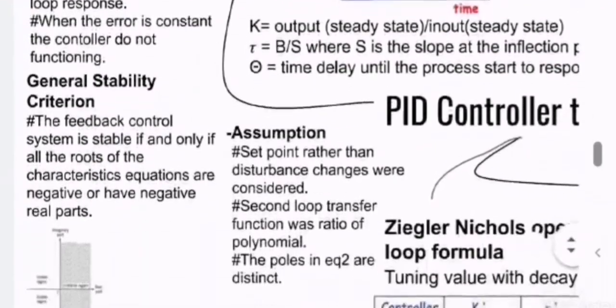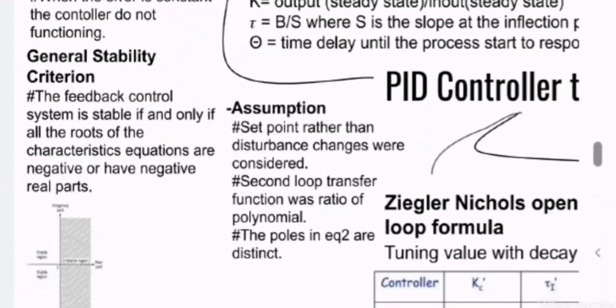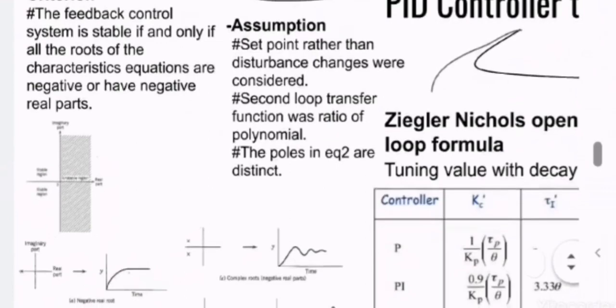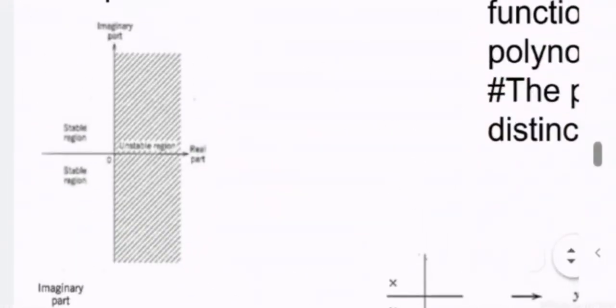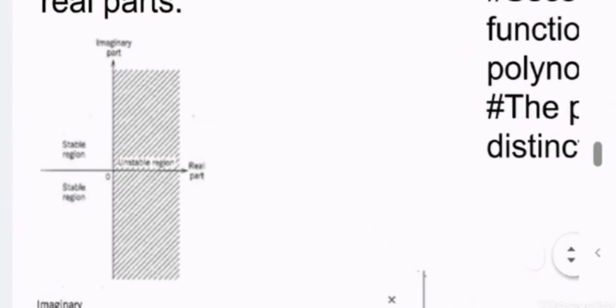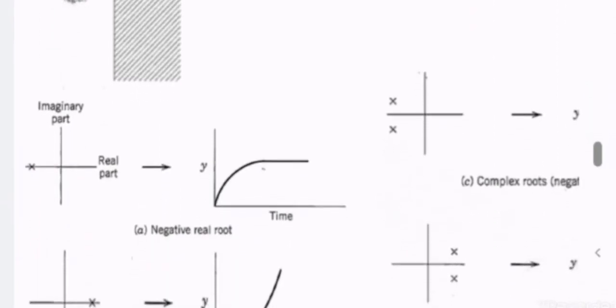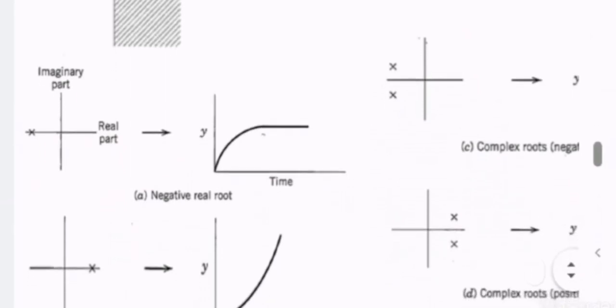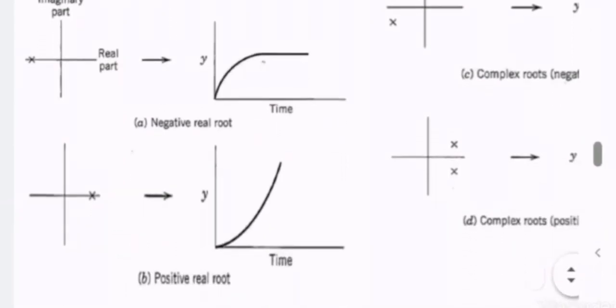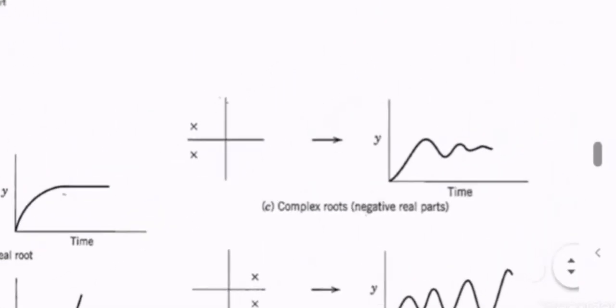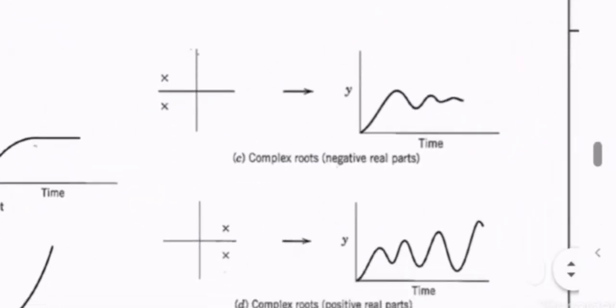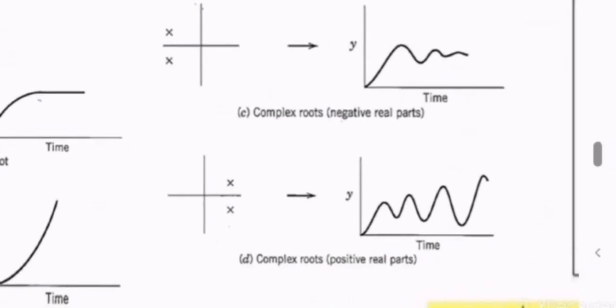Okay, for the last one, I will talk about general stability criterion. The feedback control system is stable if and only if all the roots of the characteristic equation are negative or have negative real part. As you can see in this picture, it has stable region and unstable region. The roots exist for imaginary parts and real part. The first one, negative real root, as you can see in the graph, and the second one is positive real root. The third one is complex roots, negative real parts, and last but not least, complex roots, positive real parts.